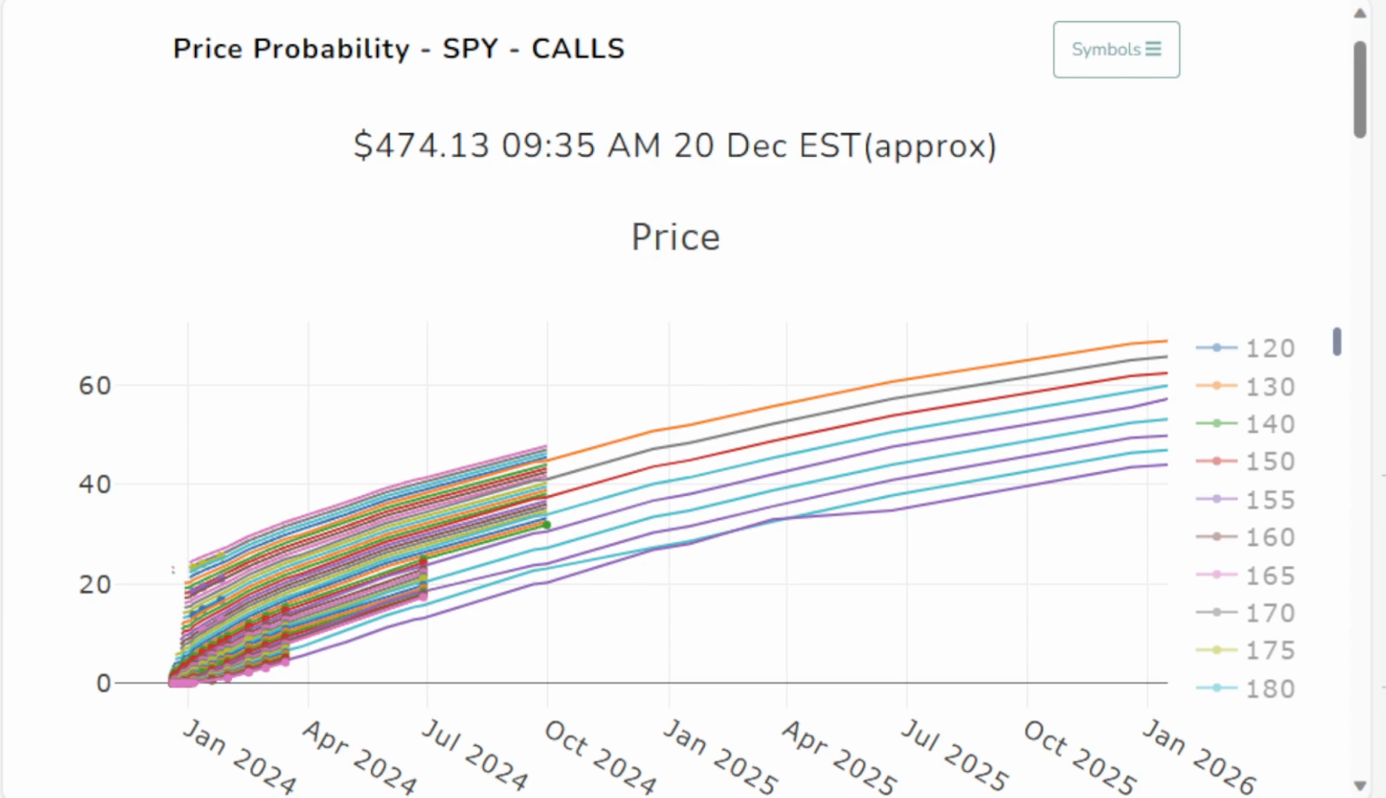Here in this chart, we can see option prices for SPY over time. Each line represents a single strike price, and lines that are displayed in this chart as of now include prices that are above and below by 5% from the current strike price. So we can see the data was pulled at 9:35 today, and the current price at that time was 474 for SPY.